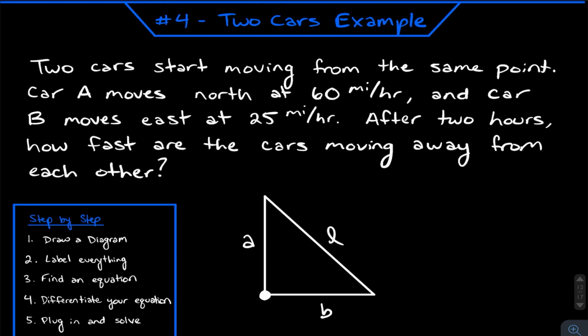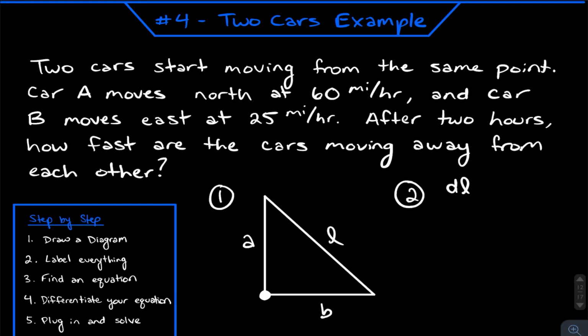Okay, so that's step 1, right? I kind of already did it there. We drew a picture, right? We have car A moving this way, car B moving this way. Okay, and now really we're just going to start labeling our givens. Okay, what were we actually given in this problem? And what are we trying to find?